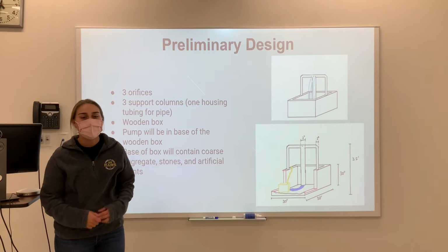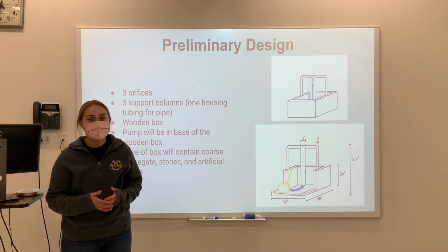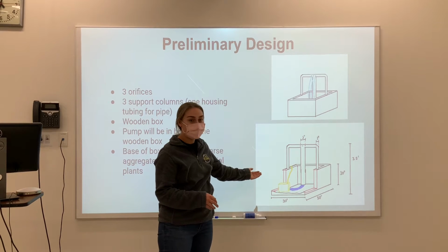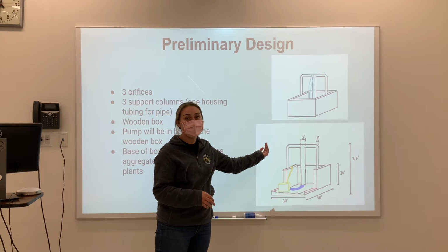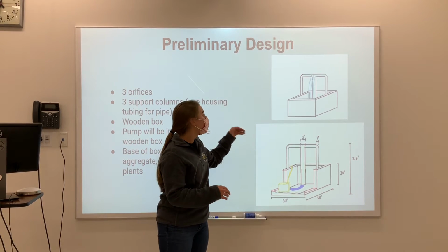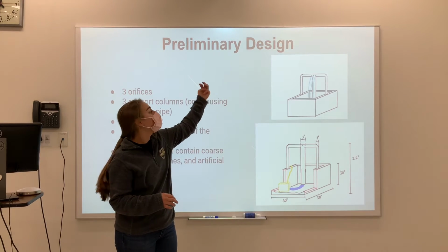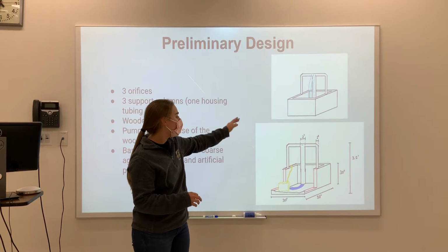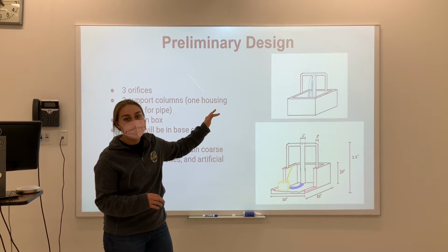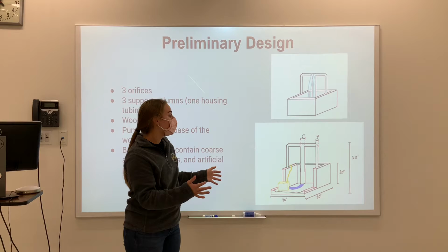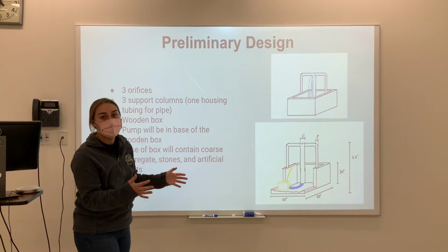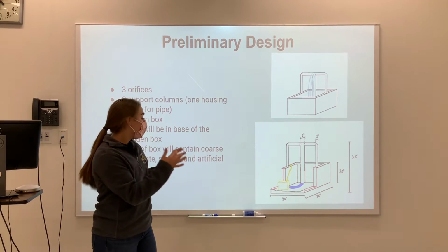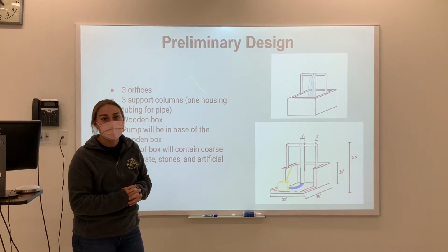Originally, we designed our fountain to have 3 support columns along the top, one to have the pump entering the center support. We would also have 3 orifices coming from the top, and a height of 42 inches, 30 by 30, to meet our requirements. We would also provide artificial plants and aggregate to prevent splashing.